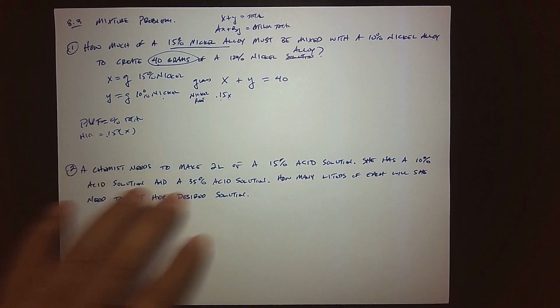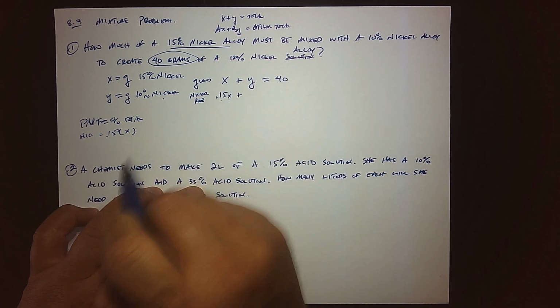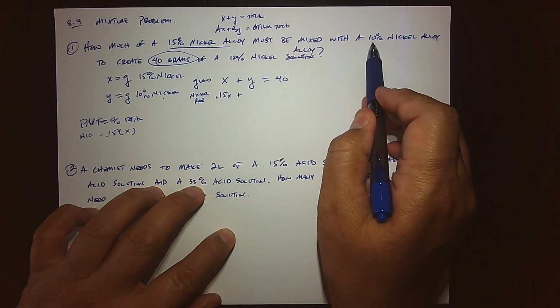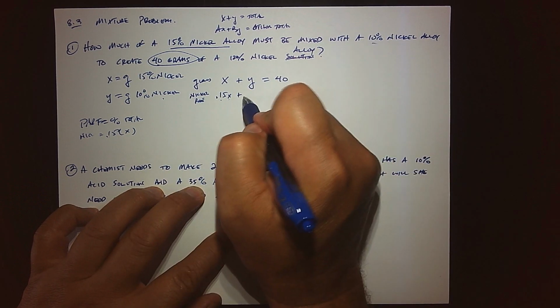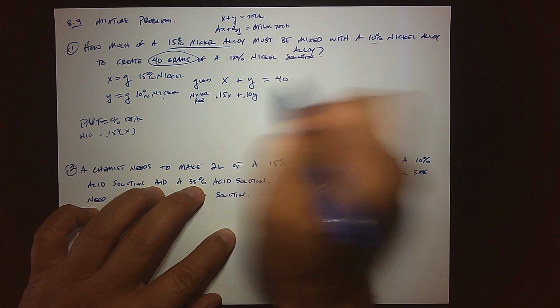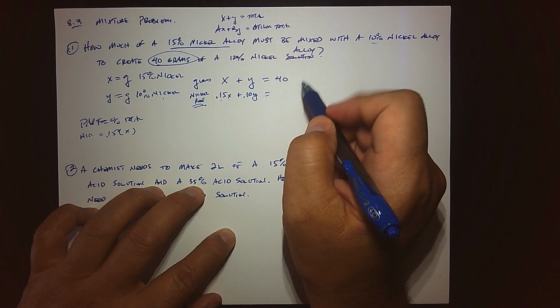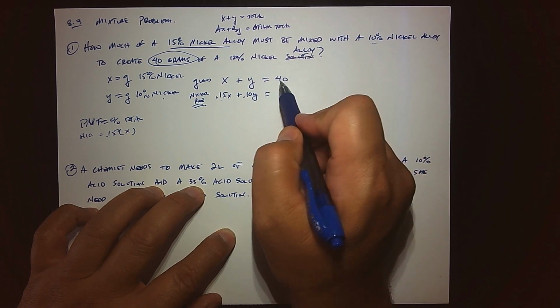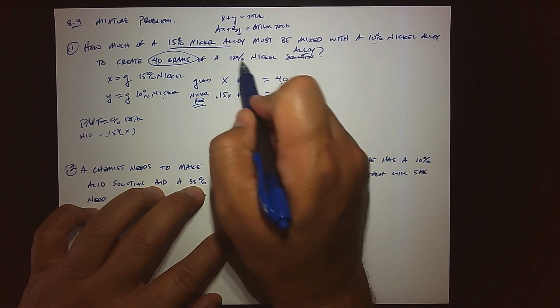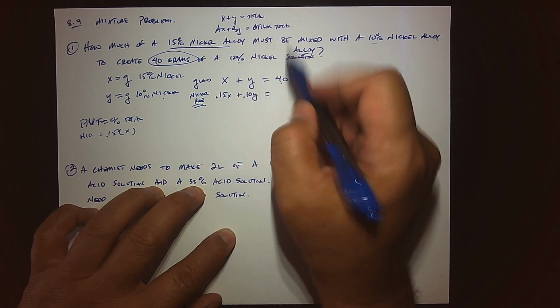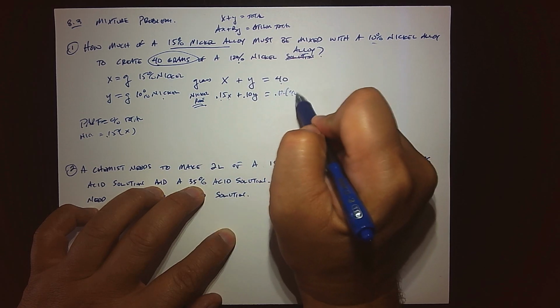So classic case, but there's our strength. Plus, how strong was the other nickel mixture? It's 10%. So that means if I have y amount, 10% of it is actually pure nickel. What about the final solution or the final alloy? Well, we know we have 40 grams, and only 12% of it is nickel. So that's basically 0.12 times 40.